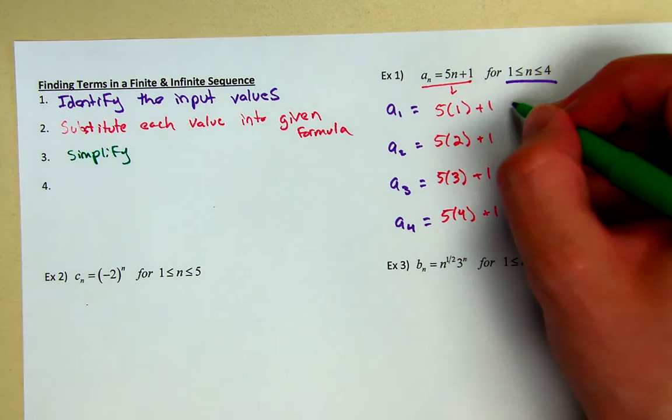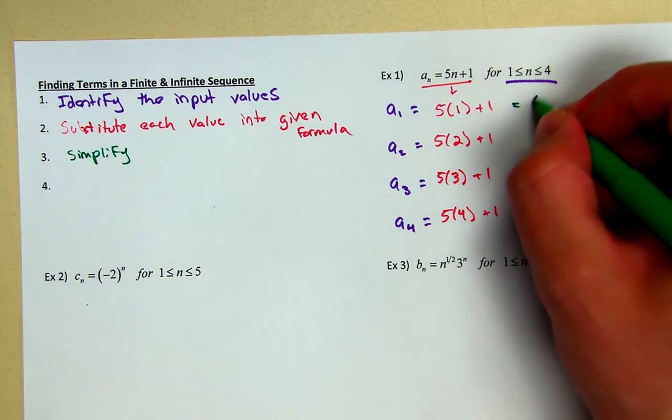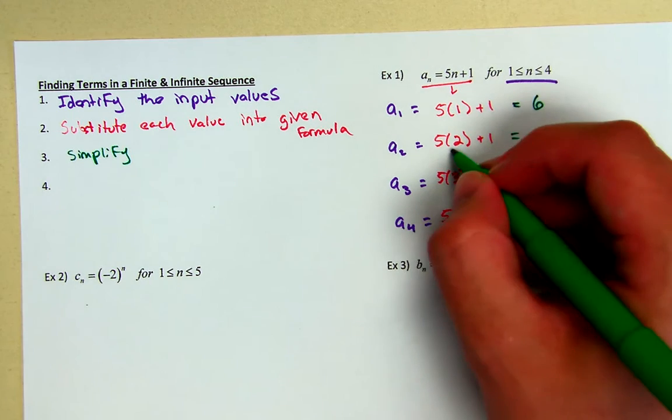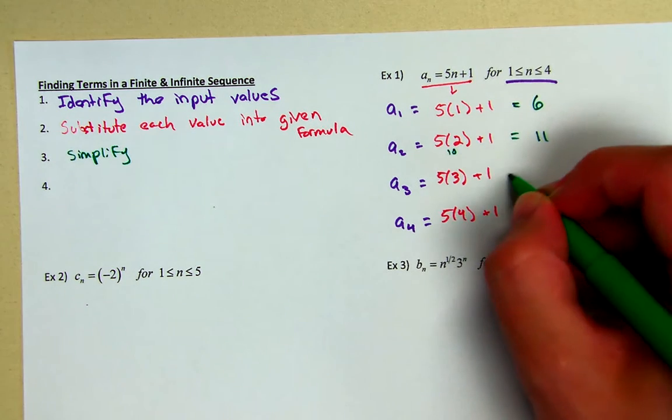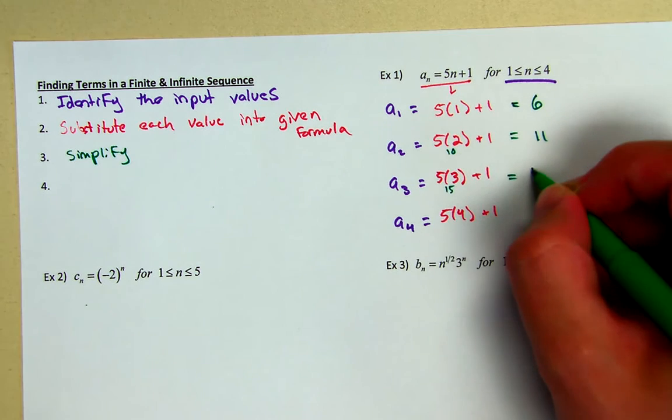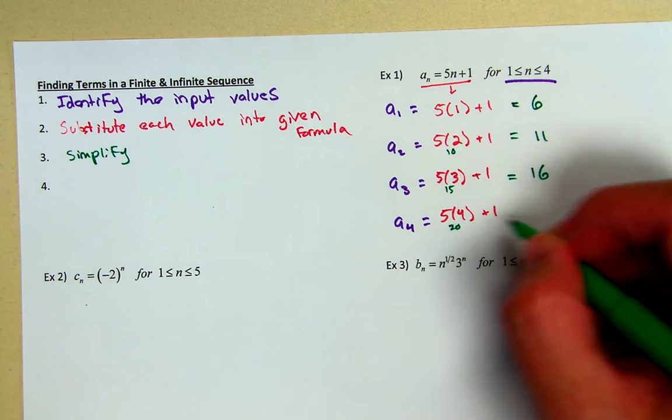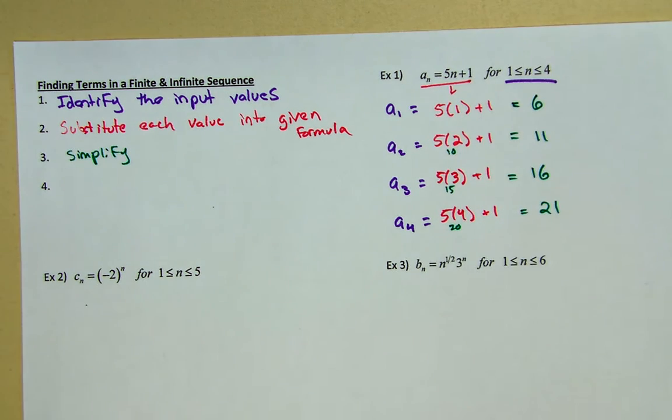So simplifying, 5 times 1 is 5 plus 1 is 6. 5 times 2 is 10 plus 1 is 11. 15 plus 1 is 16. 20 plus 1 is 21.